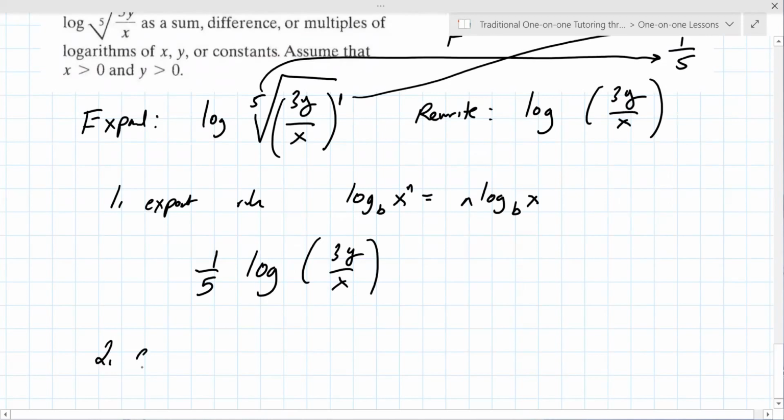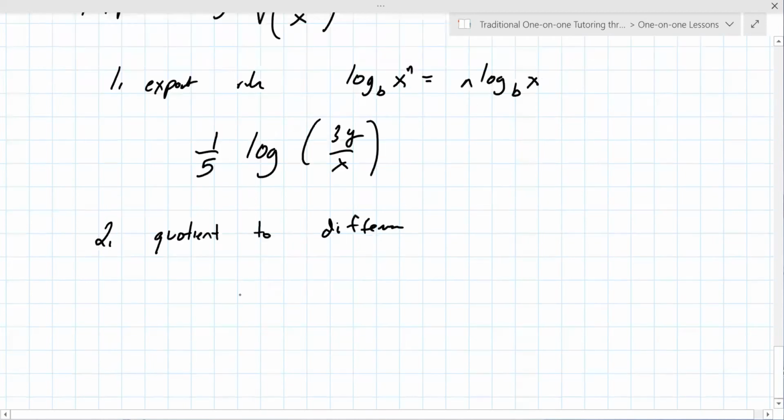Then I would use the quotient rule, or I'm sorry, that's not what it's called. That's a calculus thing. It's called the quotient to difference. That sounds familiar. Yeah. And what that says is if you have log a over b, this equals log a minus log b. And it doesn't matter whether it's log or ln, it's the same property.